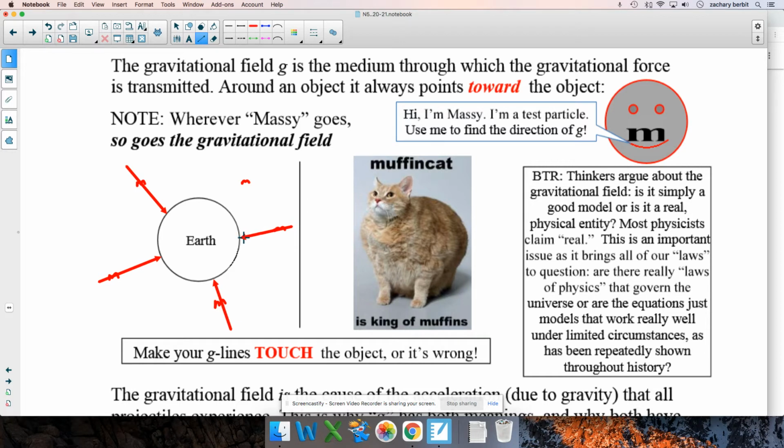Draw an arrow toward Earth's center, end right on the surface. Draw an arrow toward Earth's center, end on the surface. So we don't need to end there. You know, you can draw one here. You can draw as many as you want, really, for our schematic, for our purposes.